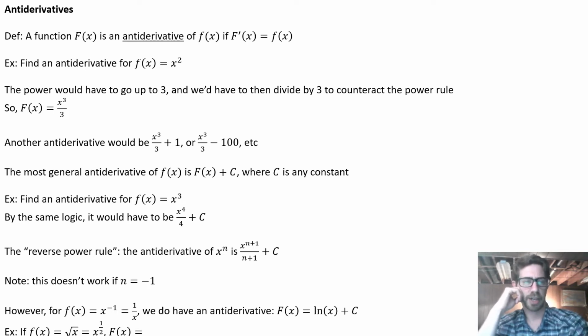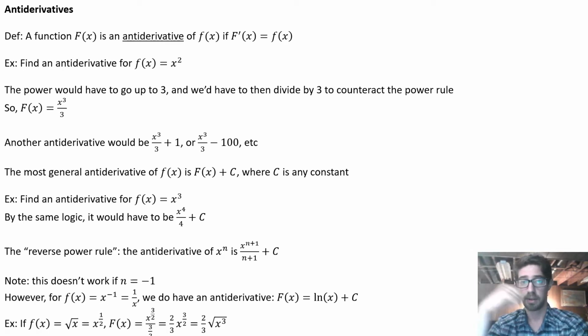Let's do one with a fractional exponent. Sorry, I'm at the bottom of the screen here. For square root of x, that's the same as x to the 1/2. It's the same rule. It just looks a little different. So the power goes up by 1. 1/2 plus 1 is 3/2. And then you divide by 3/2. So that's a compound fraction. That's x to the 3/2 over 3/2, which, since dividing by a fraction is multiplying by the reciprocal, is 2/3 x to the 3/2.